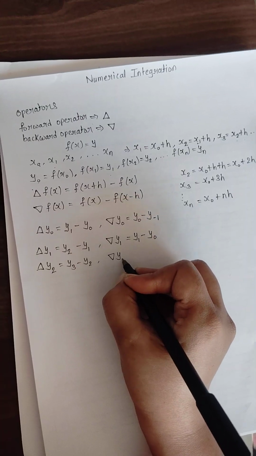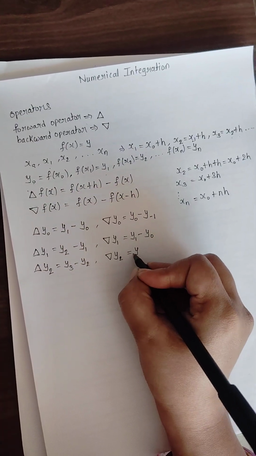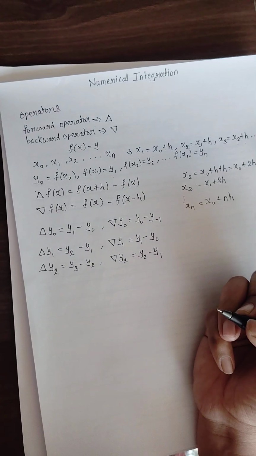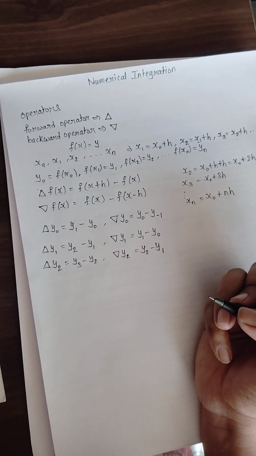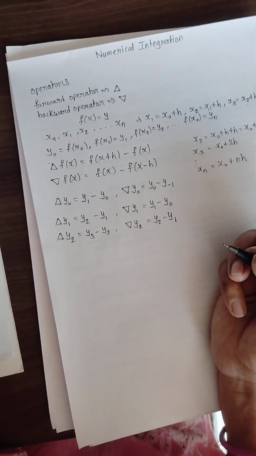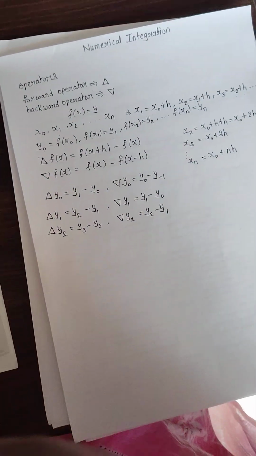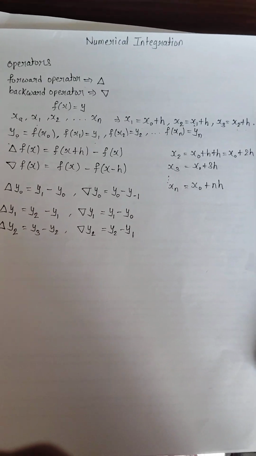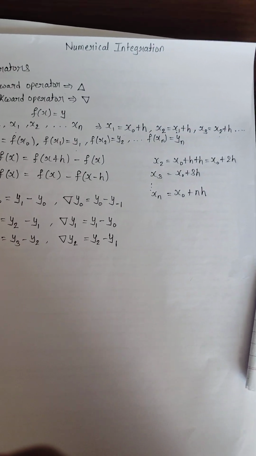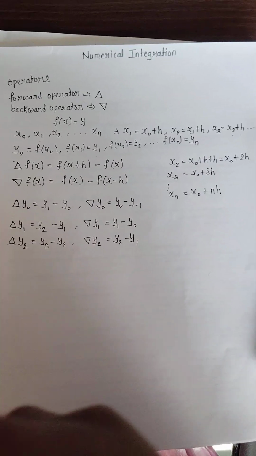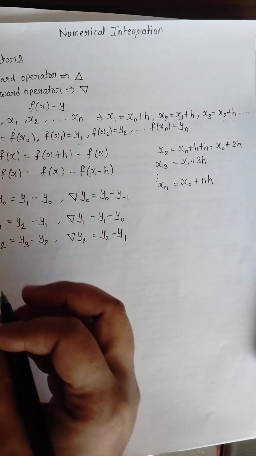Backward operator of y2 will give you y2 minus y1, the previous value y1. Okay, so in this way we can calculate the forward operator and backward operator. Now the next thing, we will solve one example so that you can understand easily how to evaluate the backward operator and forward operator.